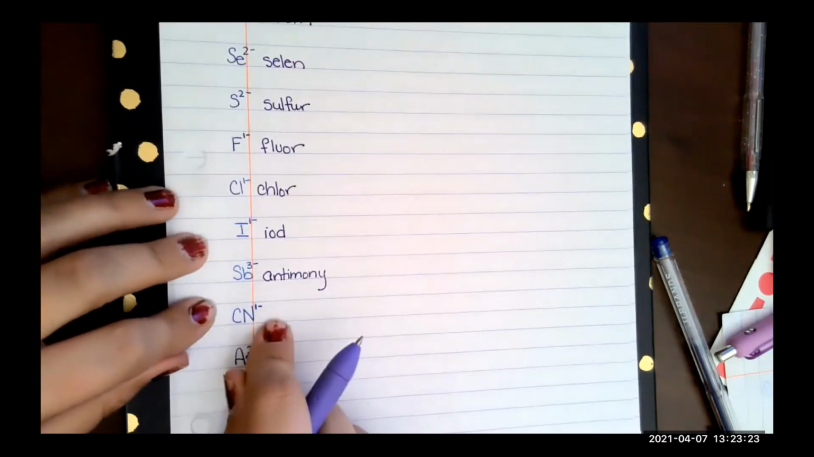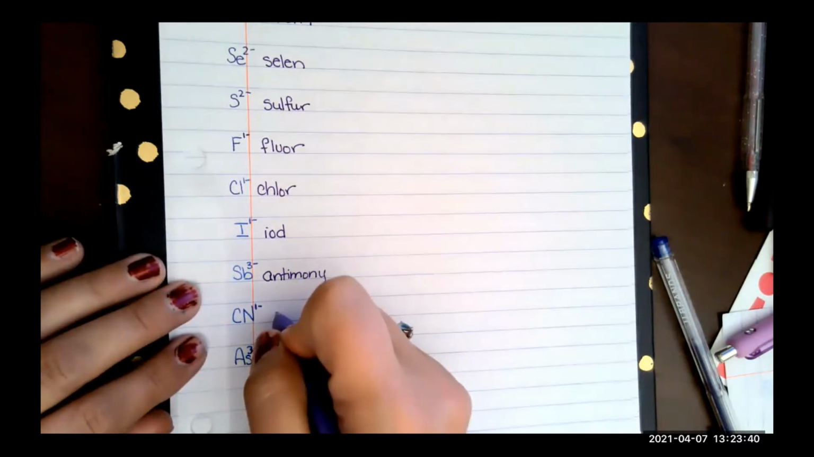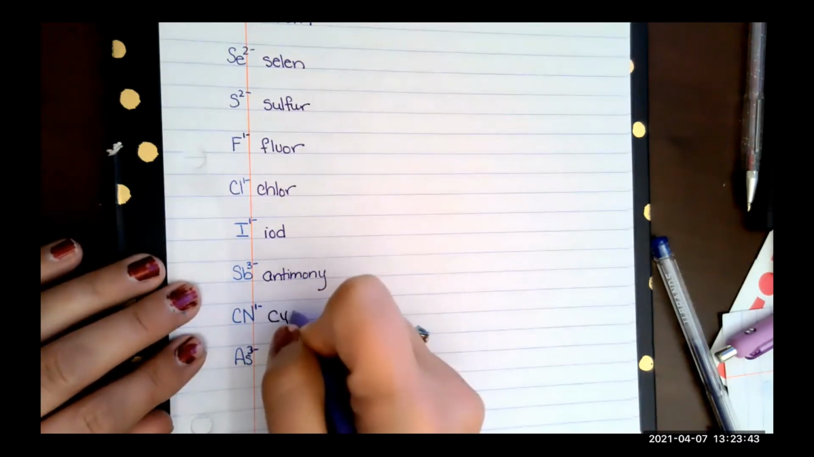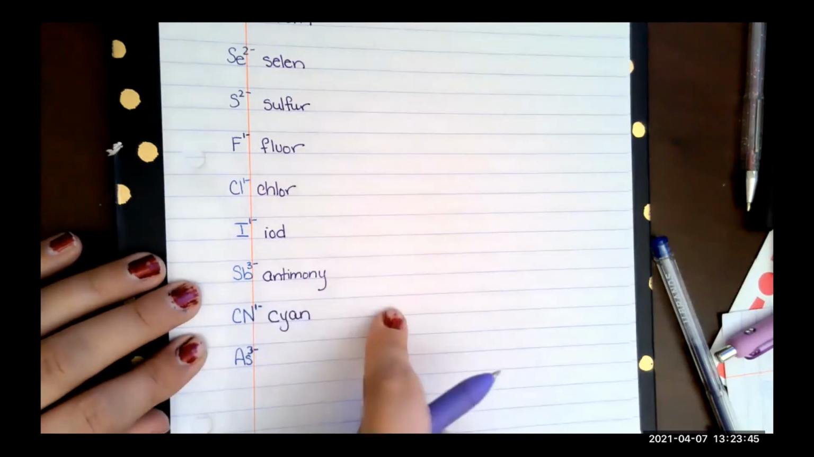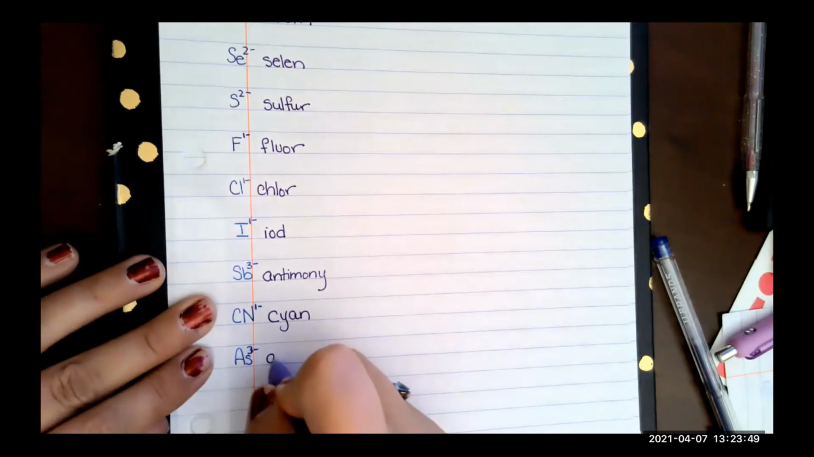Now CN, you're probably going, but big C, big N is not a single element, and you are correct. Big C, big N is a polyatomic, but one, it doesn't have an oxygen, and it's one of those exceptions that we do make into a binary acid. And the root of big C, big N is cyan, C-Y-A-N. AsO3 minus, the root of that is arsen.